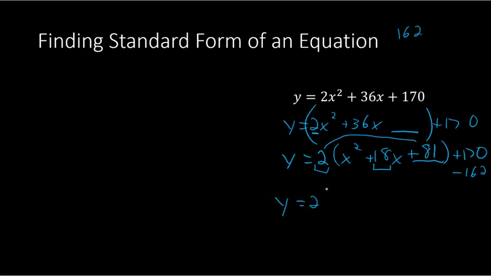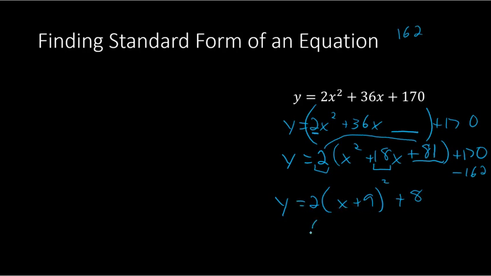All right, so now what we have is y equals 2, parentheses x plus 9 squared. It's a perfect square trinomial. And then we have 170 minus 162, which would give you a plus 8. So this would be our equation written in standard form.